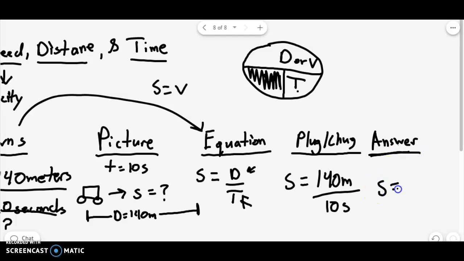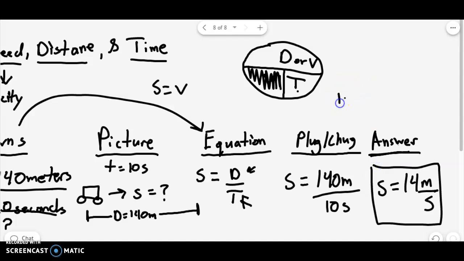The speed is 14 meters per second. Okay. Now, what does that mean? That means every second it goes 14 meters. And it just keeps doing that.